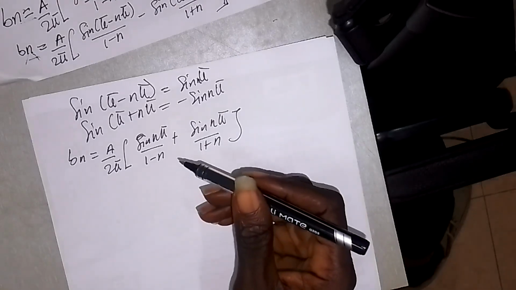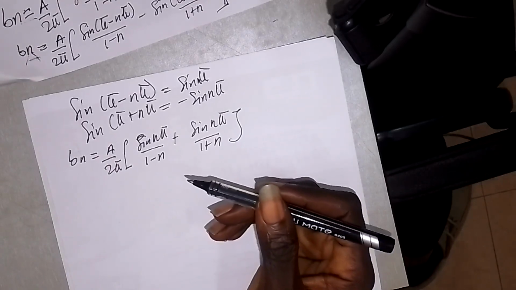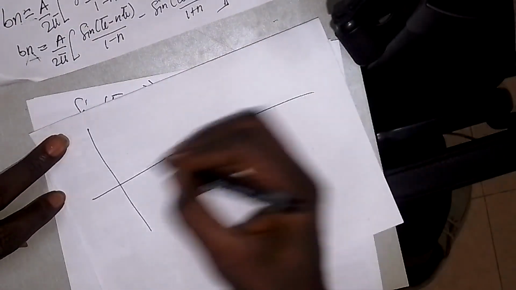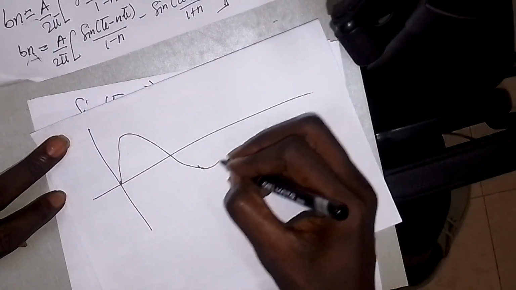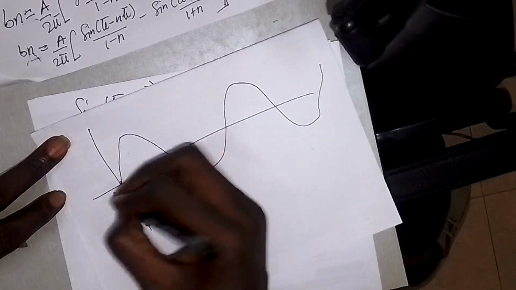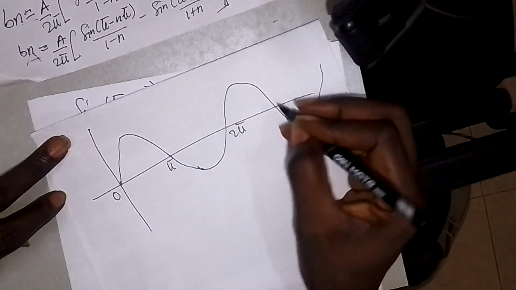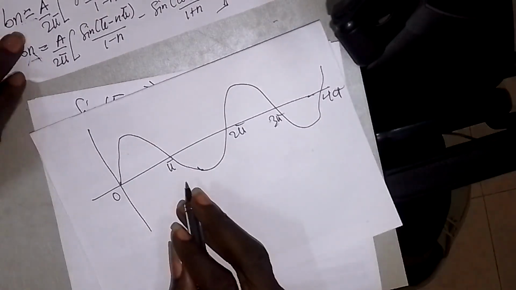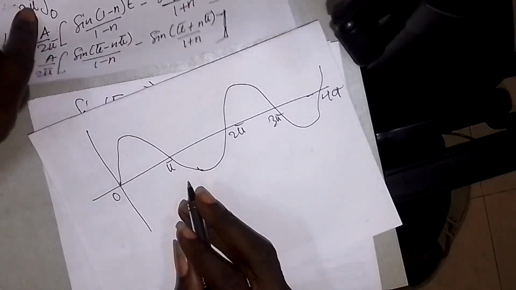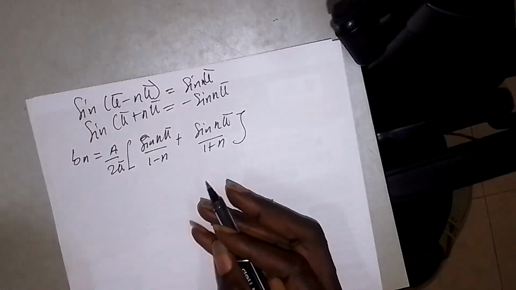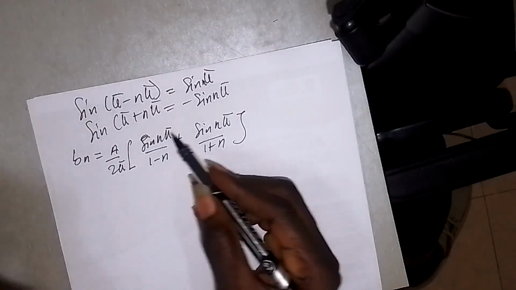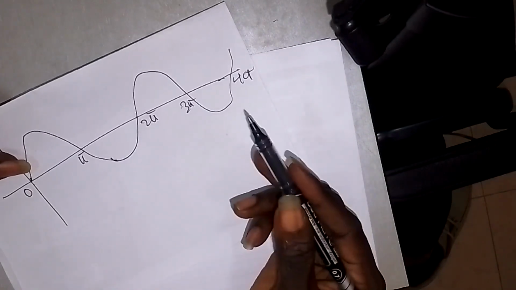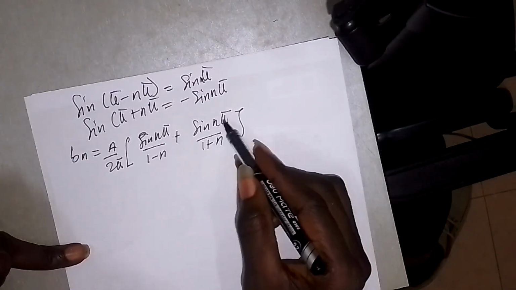If I want to know sine 2 pi, what I can do is bring my sine curve. This is the sine curve. Here is 0, here is pi, here is 2 pi, here is 3 pi, here is 4 pi. So now, what is the value for sine 2 pi? It's 0. So here sine 2 pi will be 0.